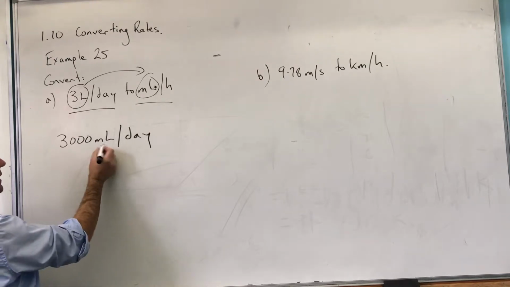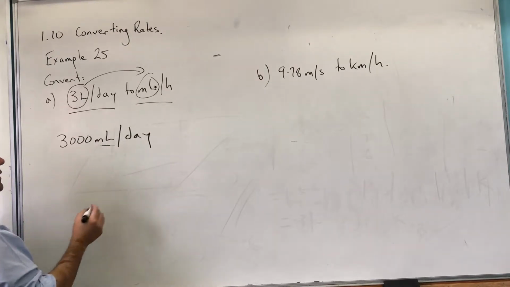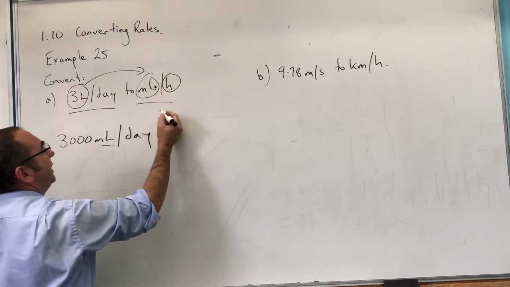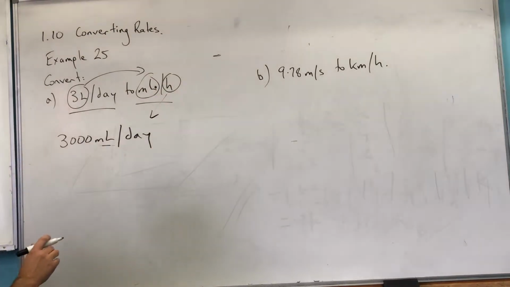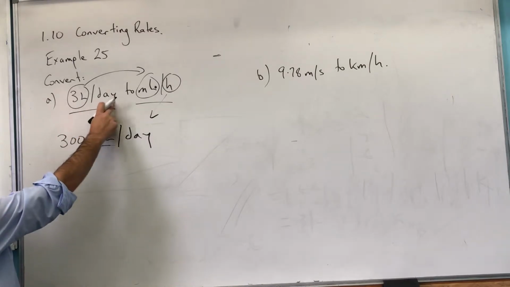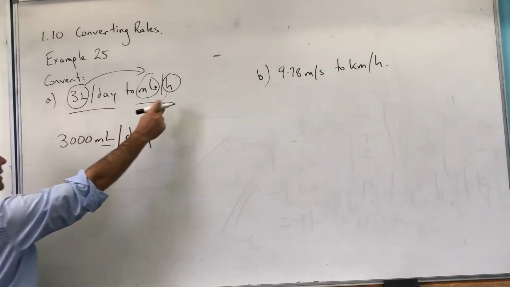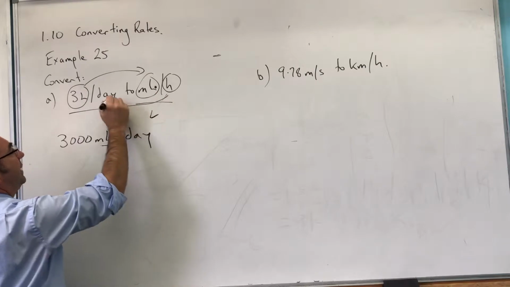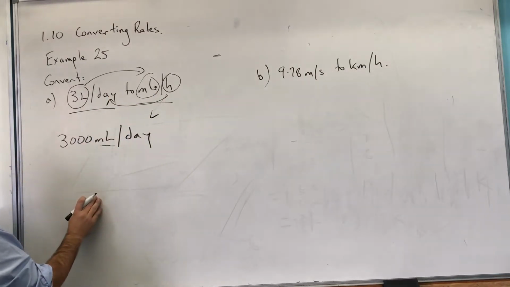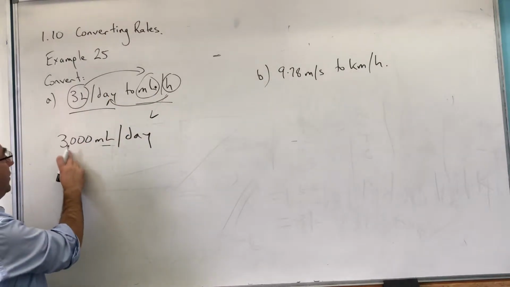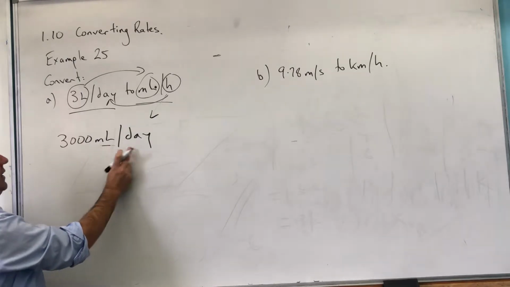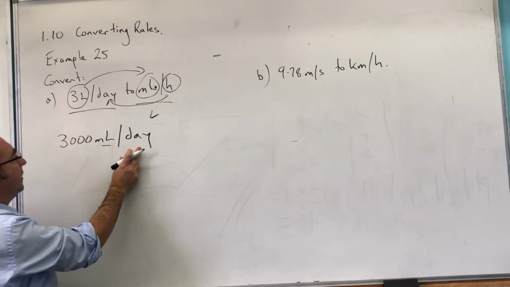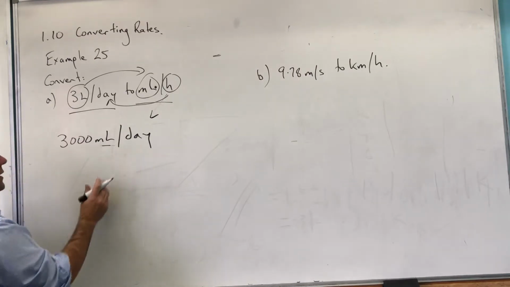So we've done the millilitres bit on the left-hand side. The next thing we've got to look at is hours to day. So if it's 3 litres in a day, how many hours are there in a day? And we know that there are 24. So if you can do 3,000 millilitres in a day, how many millilitres are you going to do in an hour? Well, you would divide that by 24.